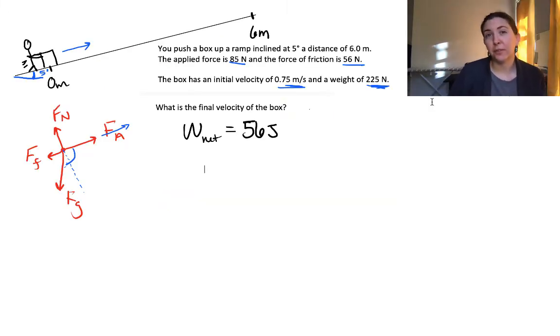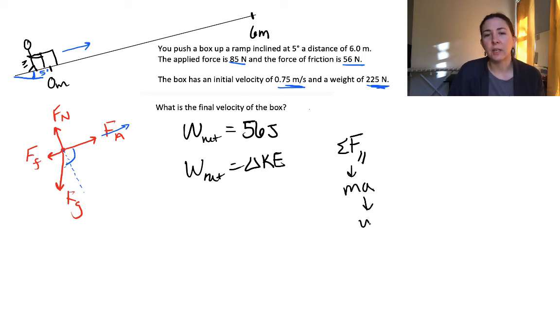So this example should look familiar. Previously, you were asked to find the net work, and if you don't remember that, you can go back in the videos. This time, the question is going to be, what is the final velocity of the box? Before you learned the work-kinetic energy theorem, where net work is the change in kinetic energy, you would need to sum the forces in the parallel direction, set that equal to mass times acceleration, and then use a kinematic equation. And we'll do that at the end.